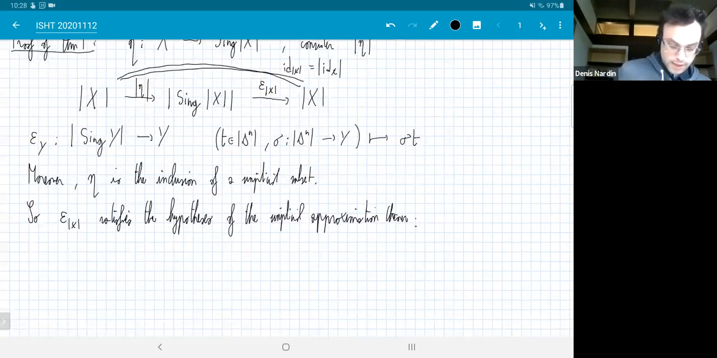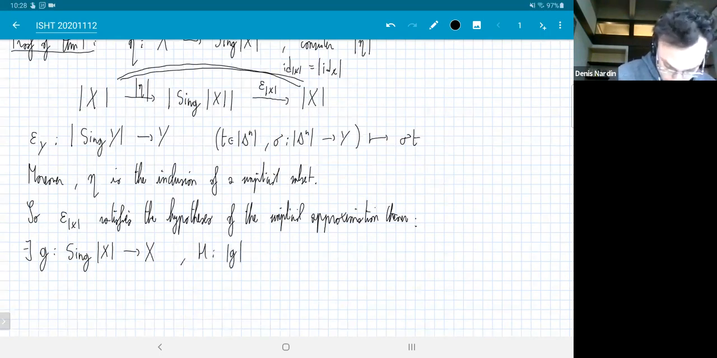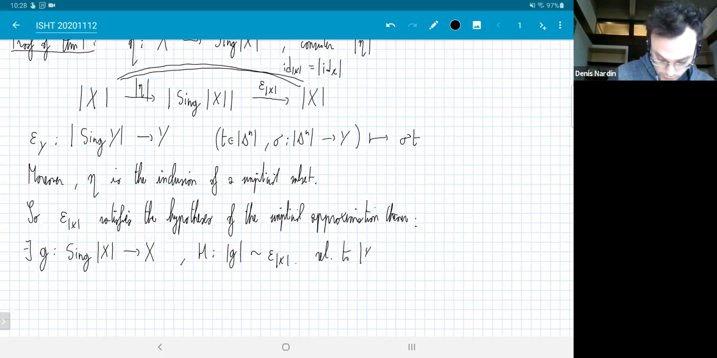So what does it say? It says that there exists some g from Sing of the geometric realization of X to X, and a homotopy between the geometric realization of g and eta of X, relative to this, and such that g composed with eta is just the identity.